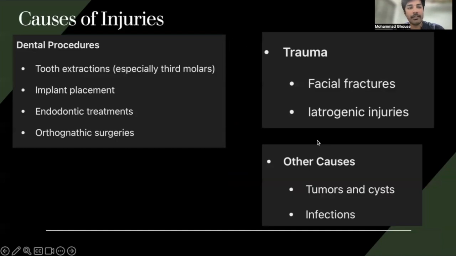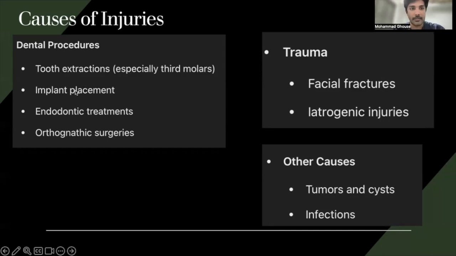So coming to the various causes of injuries of the inferior alveolar nerve or the lingual nerve, the most common dental procedures which can cause these kinds of injuries are extraction of third molars, especially if they're in close proximity to the inferior alveolar nerve, or if adequate care is not being taken and there's poor soft tissue handling, especially on the lingual side, then we have a high incidence of these injuries.